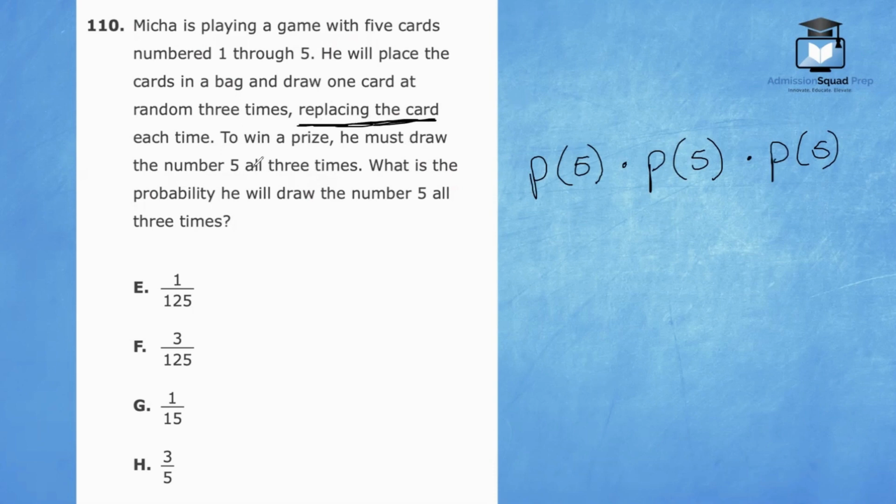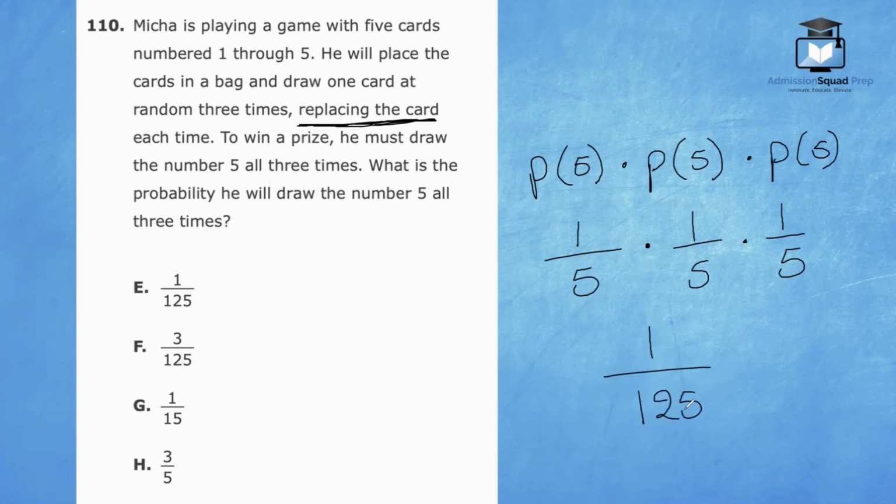The probability of drawing a 5 on the first go around is 1 out of 5, since there is only 1 5 out of a total of 5 cards. Since that number 5 is replaced, the probability will remain the same. When we multiply 1/5 times 1/5 times 1/5, we have 1 over 125. This is 5 to the 3rd power. Or 5 times 5 times 5, that gives us 125. So E is the correct answer.